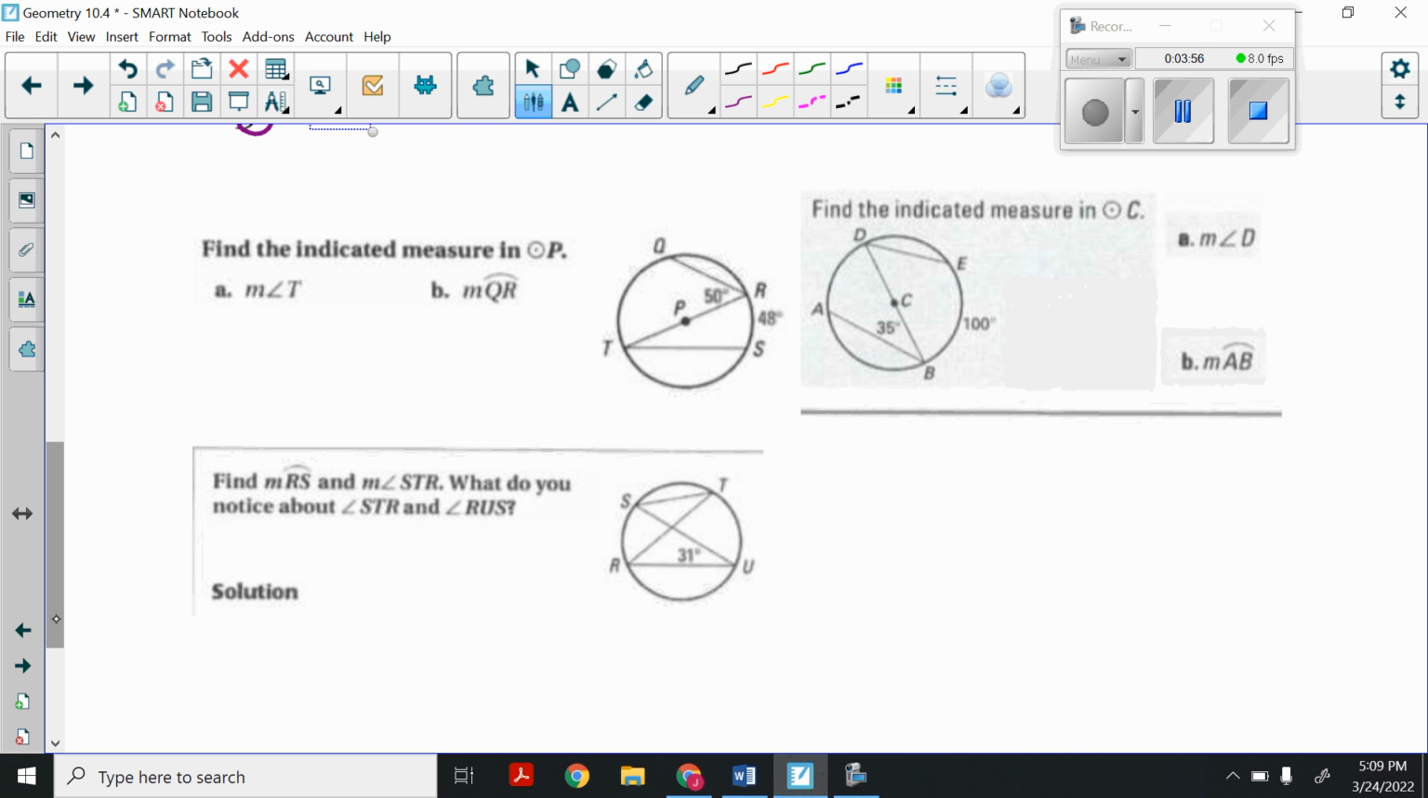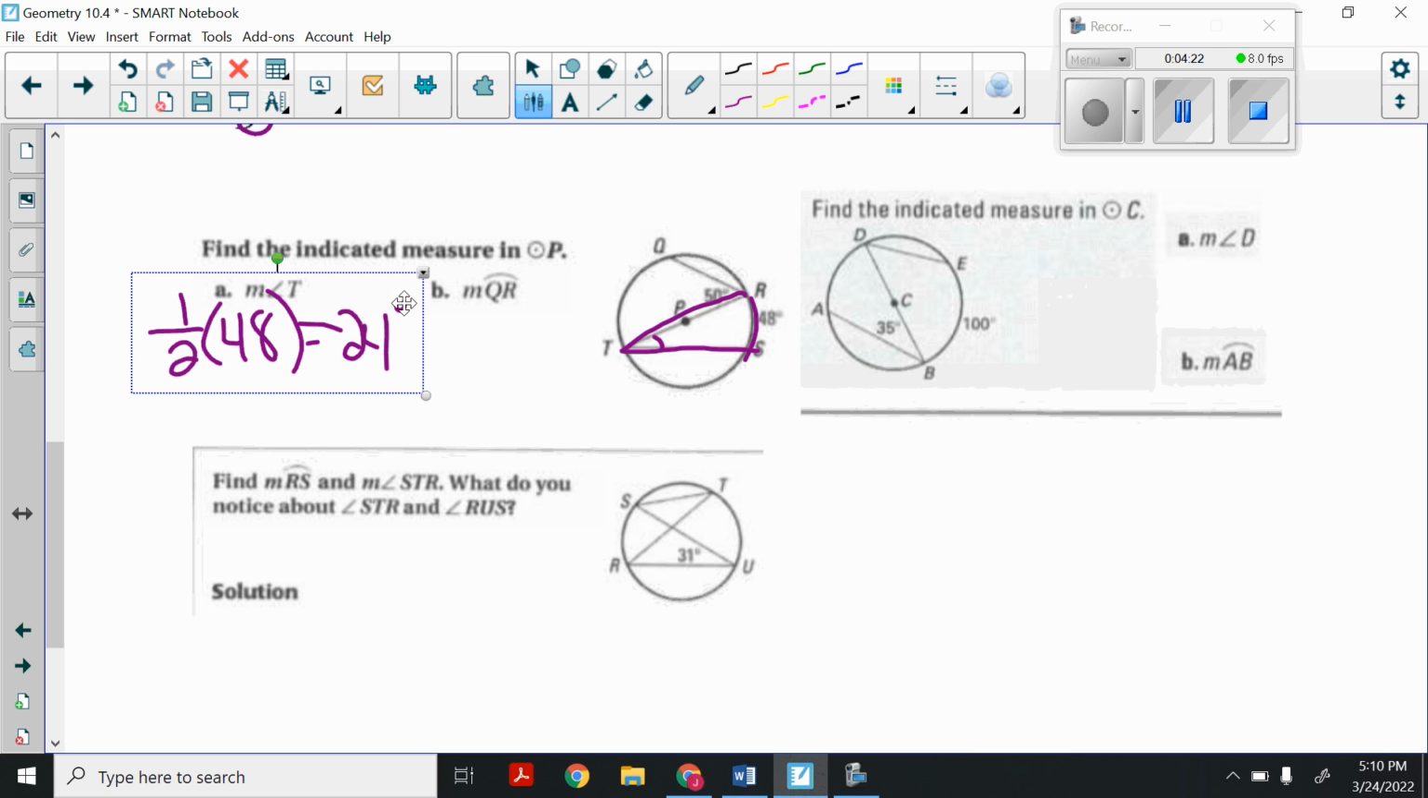So the first example says find the indicated measure of circle P, the measure of angle T. So the measure of angle T right here, I see I have angle RTS is inscribed. Its arc is 48. So my angle is half of the arc of 48. So half of 48, 24 degrees.